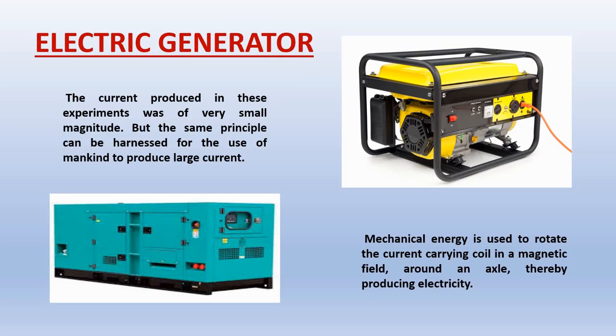We will understand this in further slides. So in electric generators, the mechanical energy used to rotate the current carrying coil in a magnetic field is converted into electrical energy. So in an electric generator, the mechanical energy is converted to electrical energy.